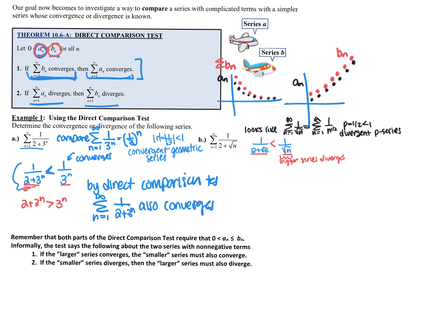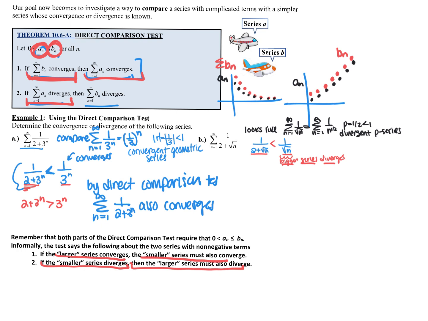Okay? Now down here at the bottom of this page is a nice way to kind of informally think about what the direct comparison test says. I kind of said it earlier. So B is the bigger series and A is the smaller series. The first part says if the bigger series converges, then the smaller series converges. And the bottom part says if the smaller series diverges, then the larger series diverges.